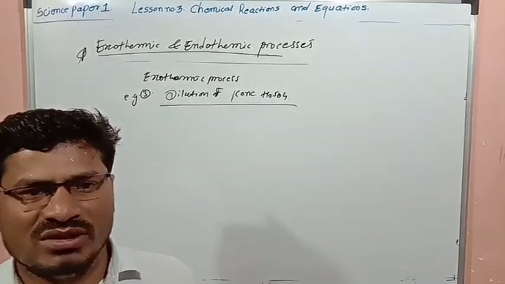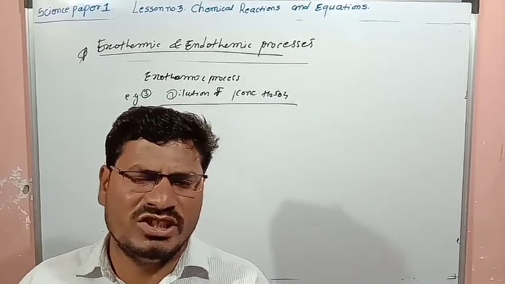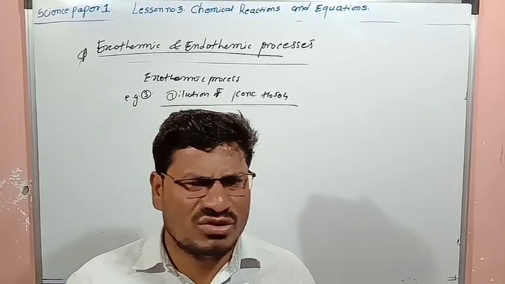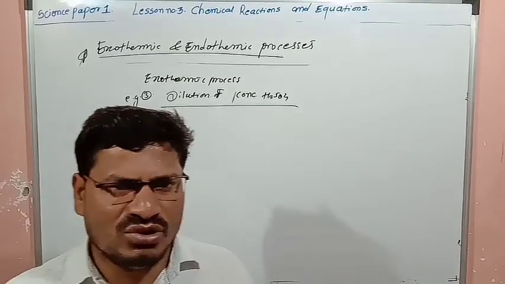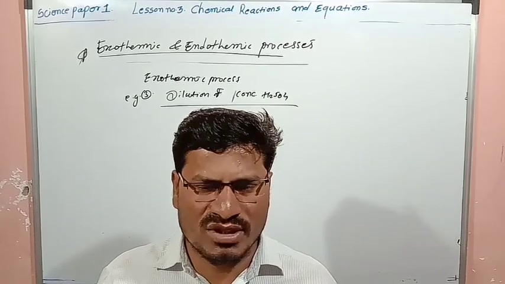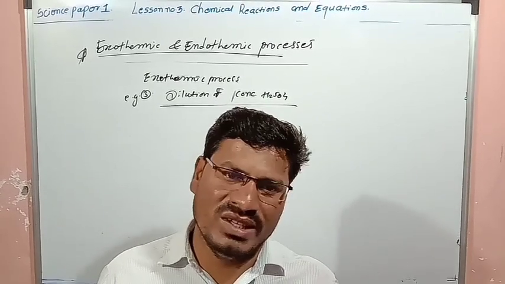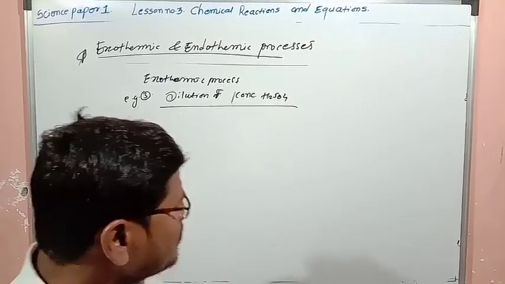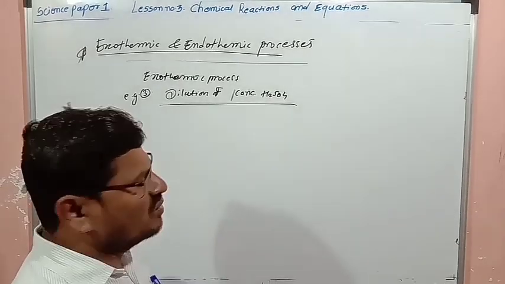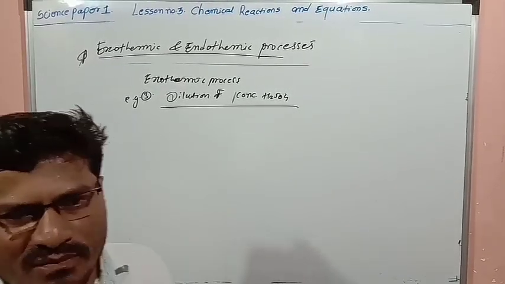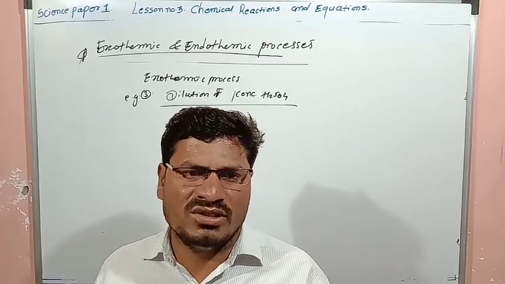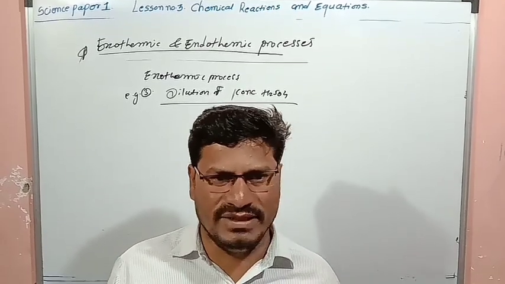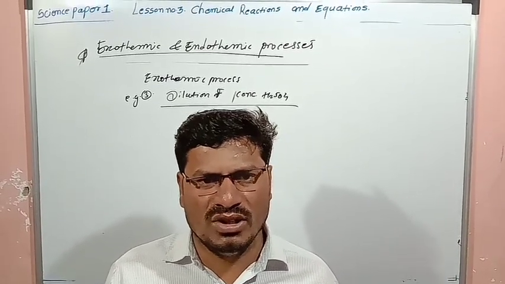When you dilute, it means you have to decrease the concentration, which means you have to increase the solvent. You know a few things: solute, solvent, and solution. Solute is the substance which dissolves; solvent is the one in which it dissolves; and solution is the mixture of solute and solvent. So when you dilute concentrated sulfuric acid, you should not add water into acid.